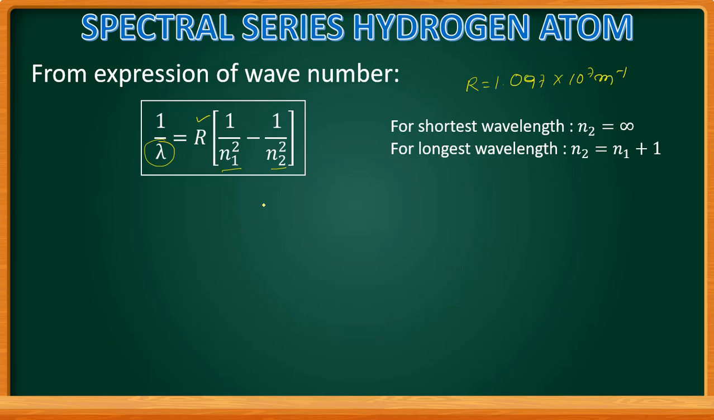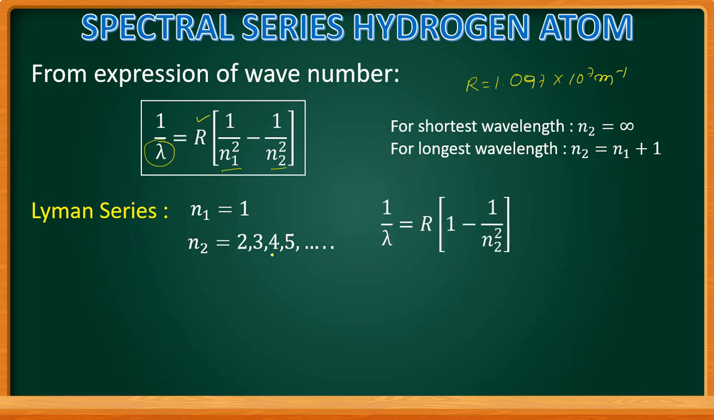The first one is the Lyman series. The Lyman series is the spectral series obtained when an electron jumps from any higher orbit, that is 2, 3, 4, 5, 6 and so on, to the ground state. That means here we take n1 equal to 1 and n2 equal to 2, 3, 4, 5, 6 and so on. Then our expression for wave number becomes 1/λ = R (1 − 1/n2²). Here you just put 1 in place of n1.